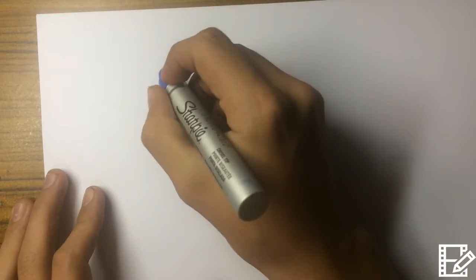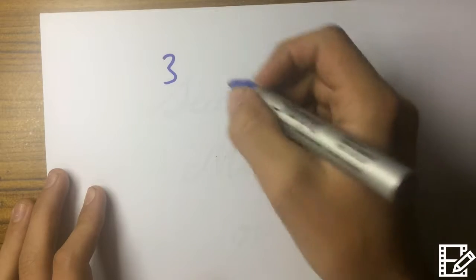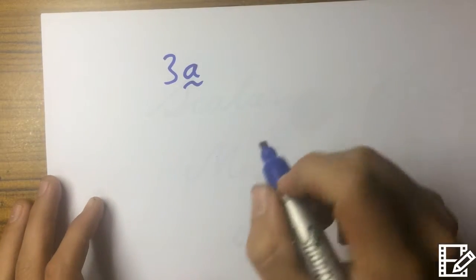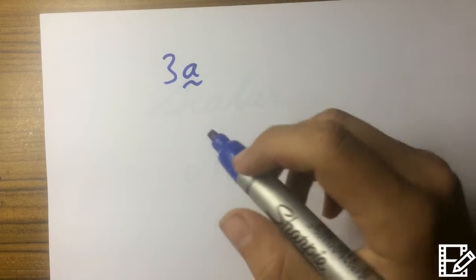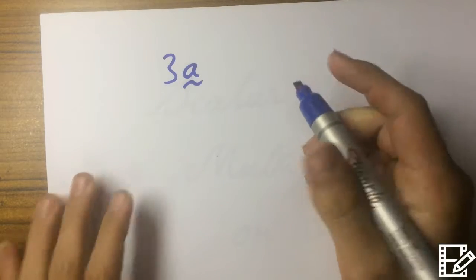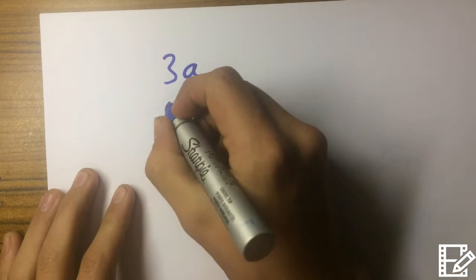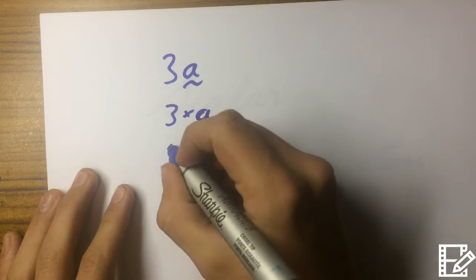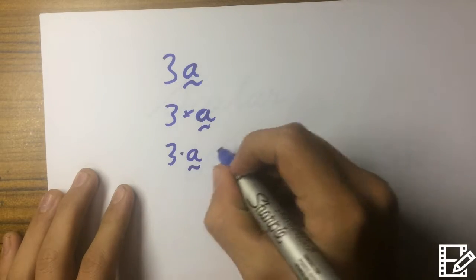Just like how a scalar is like a 3, we're going to be multiplying that onto a vector. Let's say the vector is a. That basically means we multiply every component by 3. You can write this as 3 multiplied by a, or 3 dot a.